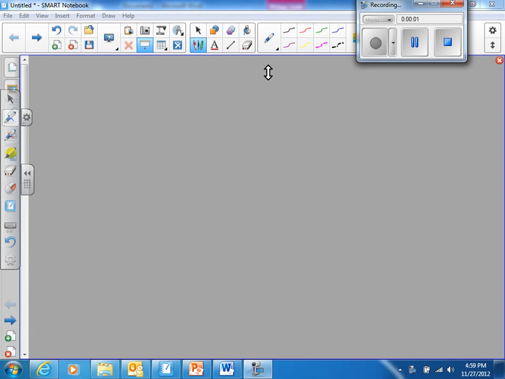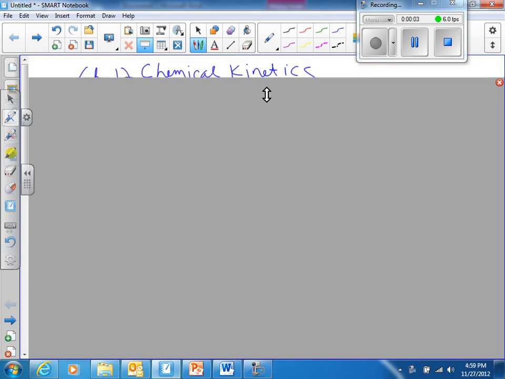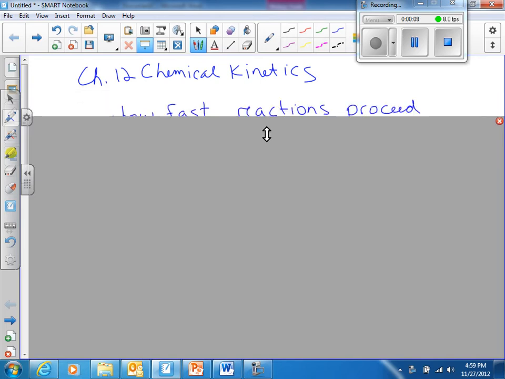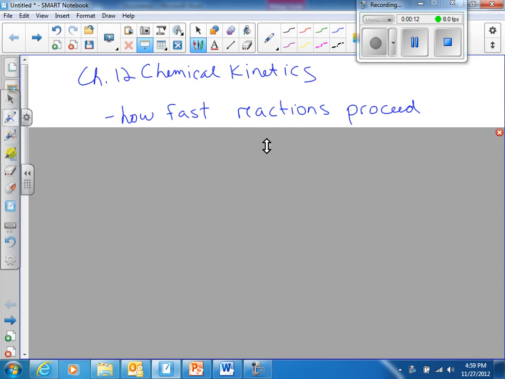All right, so today we are going to learn about chemical kinetics. This is actually a really fun chapter. It's one of my favorites. Chemical kinetics are how fast reactions proceed. When you think about kinetics, you should think about how fast something's happening. So chemical kinetics, how fast reactions are occurring.